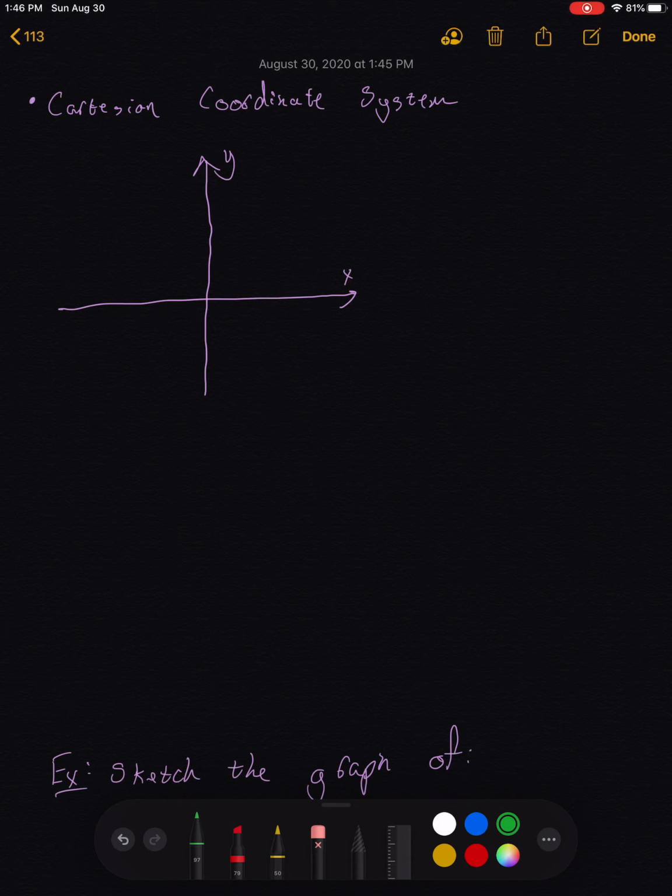Its components are essentially two perpendicular intersecting number lines, which we call the axes. This is the x-axis, and this is the y-axis. These number lines divide the plane into four regions, which we call quadrants. In particular, the upper right one we call quadrant 1. Then we move counterclockwise around, so quadrant 2, quadrant 3, and quadrant 4. And the point where the number lines meet, right here, we call the origin.